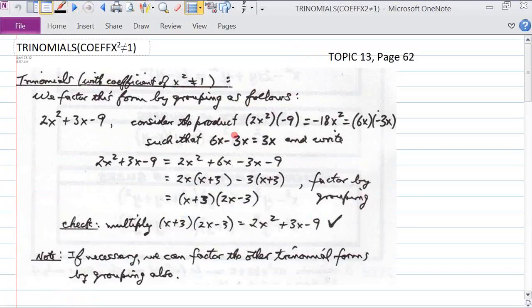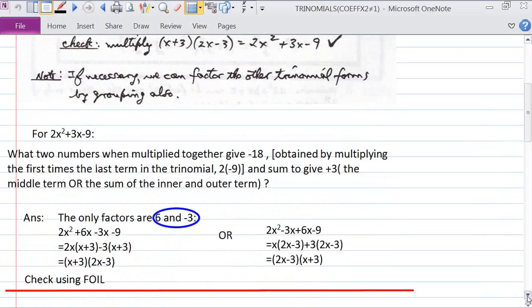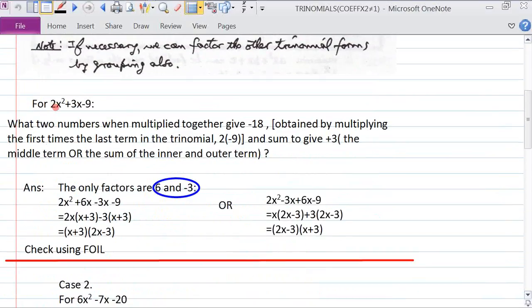Now let's look at a case where we have a trinomial where the coefficient of x squared does not equal 1. And we're going to use a method. I'm going to give a little different detail than shown here and go through it in a slightly different manner, but it's exactly the same as what's done above.